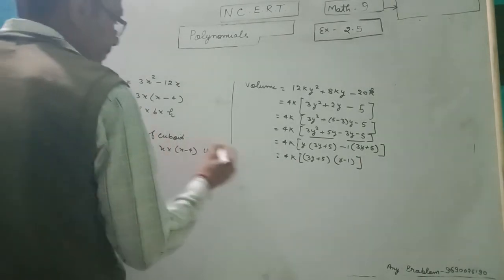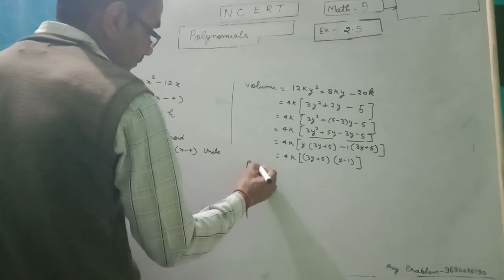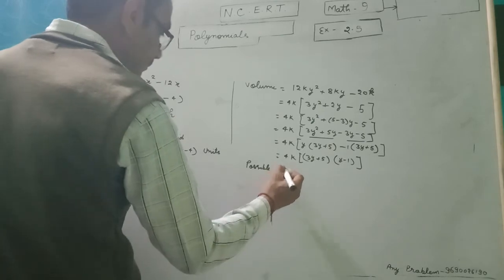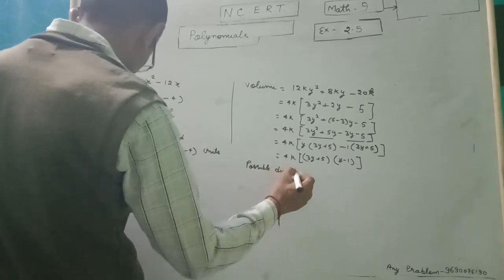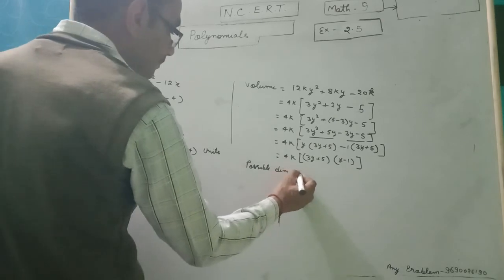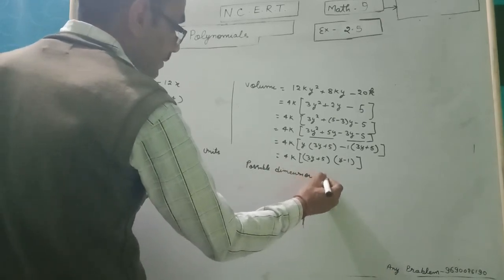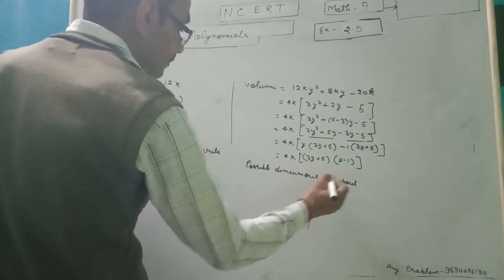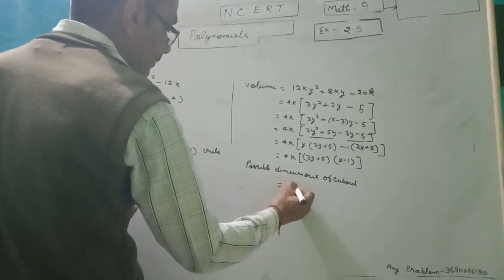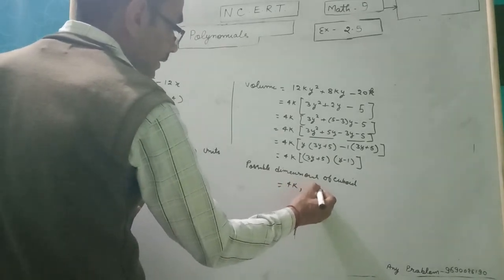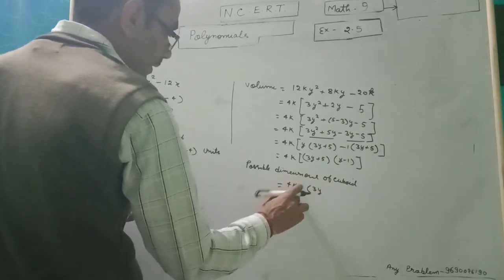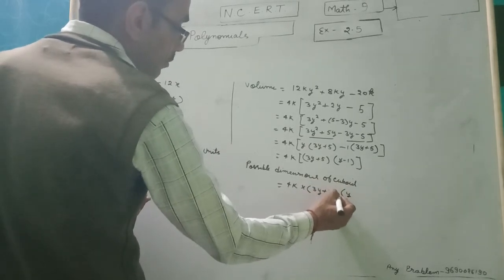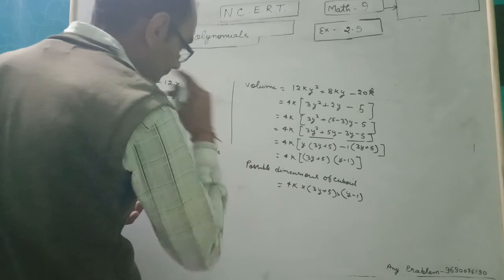Possible dimensions of the cuboid: 4k, (3y + 5) into (y - 1) units.